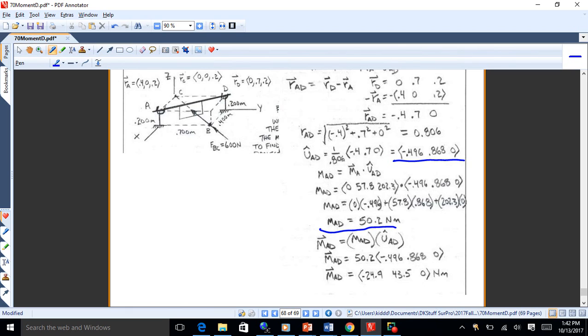And then if I need to make that into a moment about an axis vector, I'll just take the magnitude, the 50.2, and I'll multiply it through the unit vector from A to D. And I'll get a moment vector about AD. Okay.